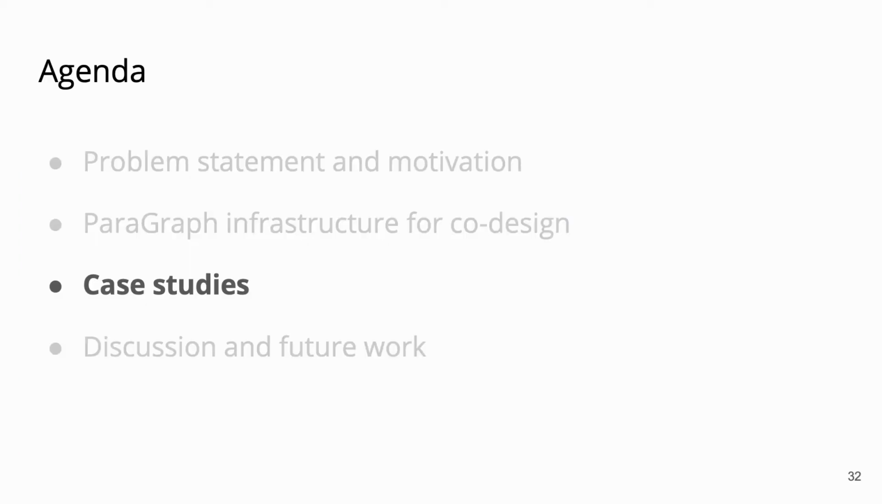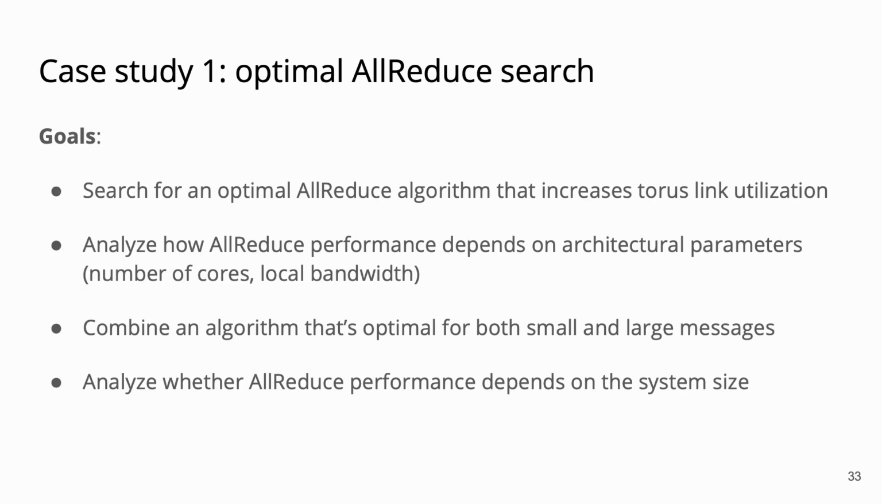Now that we are familiar with ParaGraph architecture, we can see what kinds of studies and co-design workflows it can support. The goal of the first study is to find an optimal AllReduce algorithm for a deep learning accelerator. Typically, collective algorithm performance depends on the communication size, as some algorithms are best for either network latency or bandwidth, but typically not both. This study also wants to verify that our hardware design doesn't bottleneck our optimal algorithm.